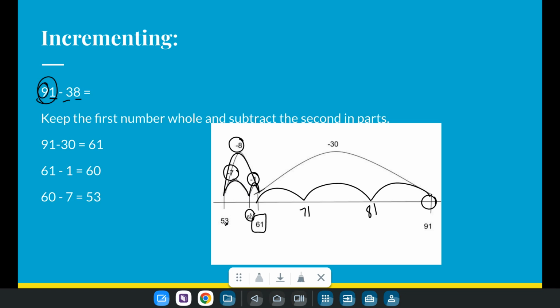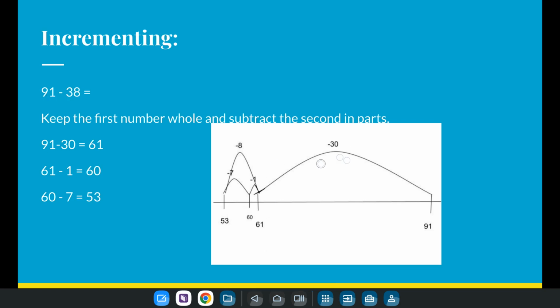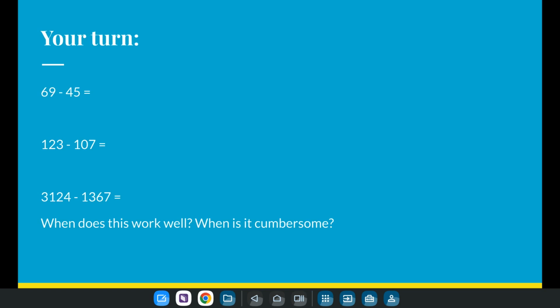So again, this can be done also just with numbers without a physical model, and it would look something like this. Okay. Let me erase this. All right, so I'd like to give you a moment to think about this strategy. So we're going to try the first one. So feel free to pause the video while you work.